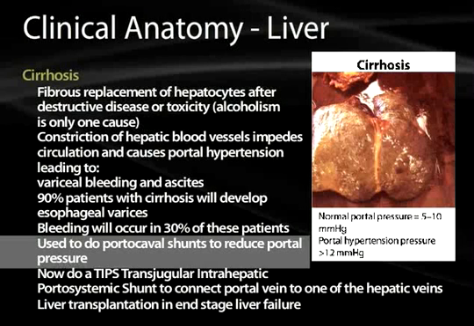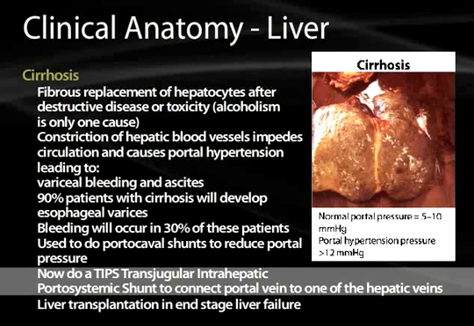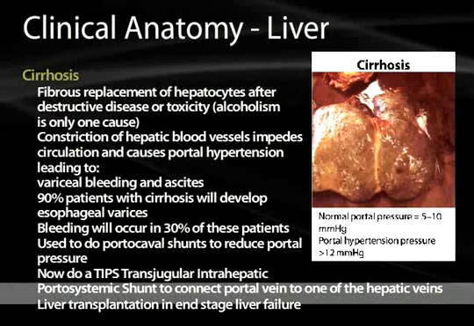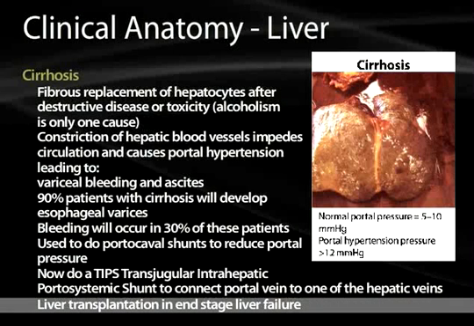Now they're starting to do TIPS procedures, which is a transjugular intrahepatic portosystemic shunt. The TIPS procedure will allow them to connect the portal vein to one of the hepatic veins right within the substance of the liver, and it can all be done under endoscopic surgical procedures. Also, there's an opportunity for liver transplantation if the liver shuts down so much that it's no longer functional.